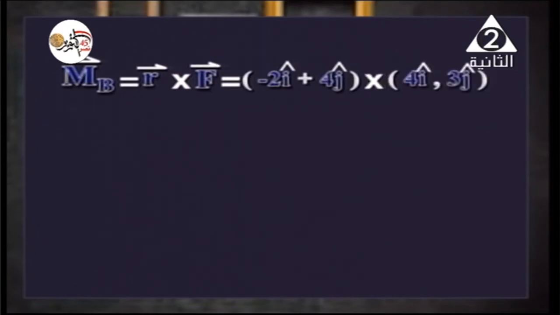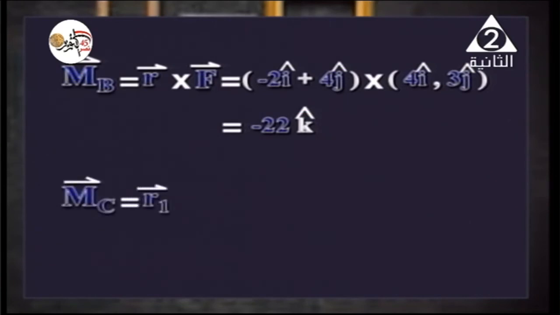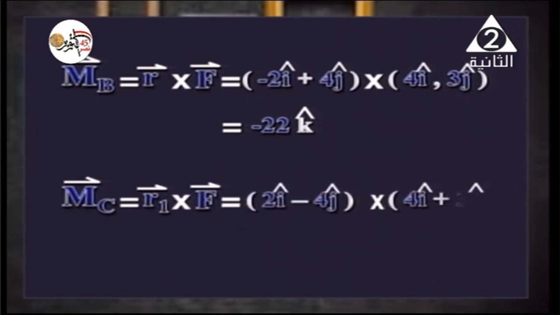We multiply, and the result is negative 22k vector. Moment about C by the same method, R cross F: 2i minus 4j cross 4i plus 3j. Moment about B equals negative moment about C. What do you deduce? The line of action of the force bisects BC.